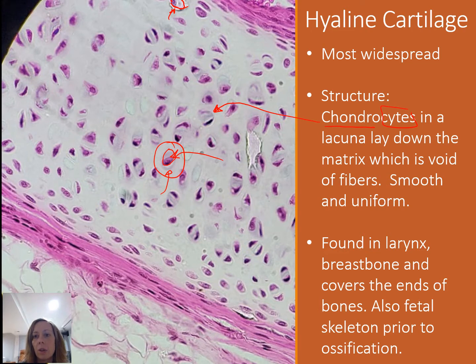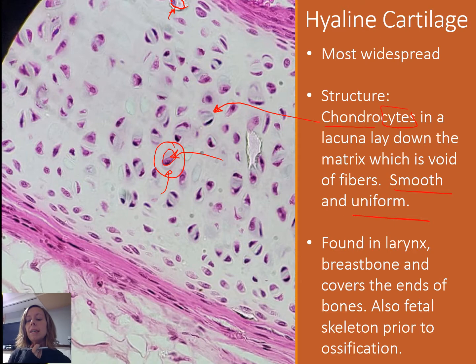And the chondrocytes are going to lay down a matrix here that is very smooth. Okay, so your hyaline cartilage matrix is going to be smooth and uniform, kind of glass-like, I think is how your book describes it. So when you look at it, it's very kind of shiny and smooth and very distinguishable from the other types of matrices. And then this type of tissue, this hyaline cartilage, is going to be found in the larynx. So your voice box right here, that's going to be hyaline cartilage.